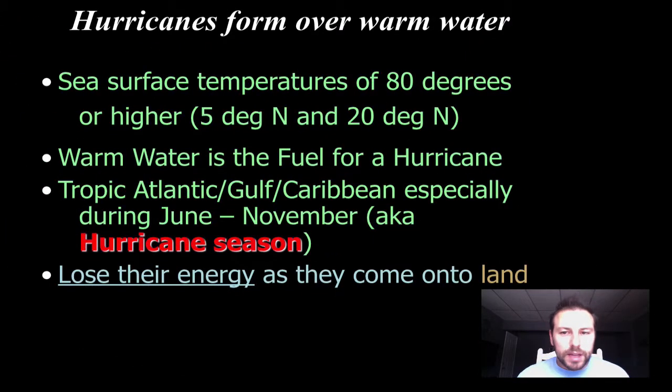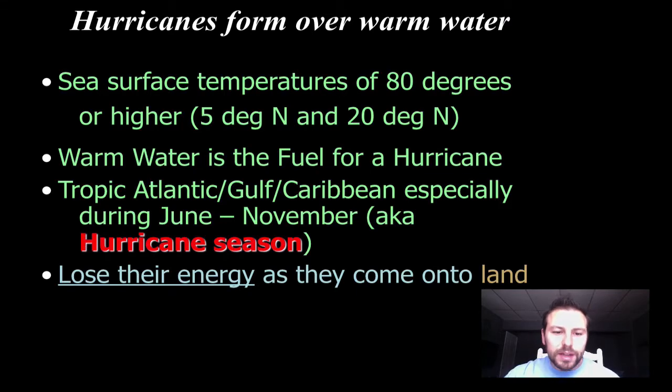We need sea surface temperatures of 80 degrees or higher. That 80 degrees, or that warm water, really is the fuel for the hurricane. It allows that water vapor to go into the air. It allows that transfer of heat energy from the water into the atmosphere to give everything that nice low density, that low pressure that we need. We see that in the Atlantic, the Gulf, the Caribbean, around there during June to November, which is our hurricane season, these temperatures are roughly that 80 degrees.